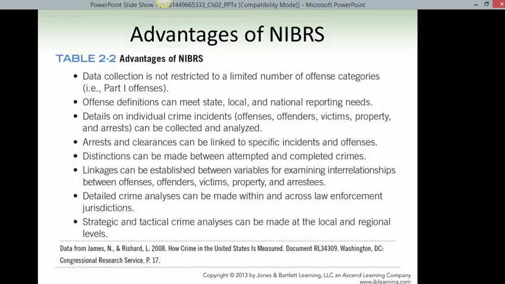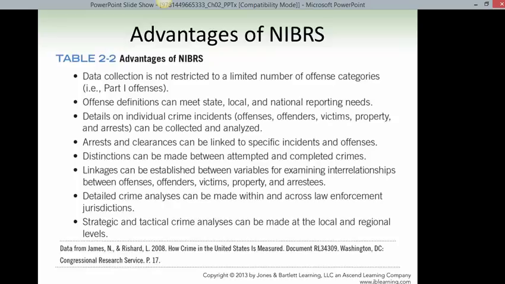Advantages of NIBRS. Data collection is not restricted to a limited number of offense categories. Offense definitions can meet state, local, and national reporting needs. Details on individual crime incidents, offenses, offenders, victims, property, and arrests can be collected and analyzed. Arrests and clearances can be linked to specific incidents and offenses. Distinctions can be made between attempted and completed crimes.